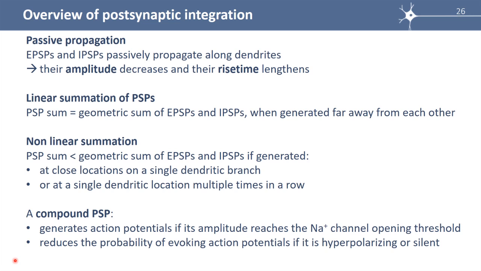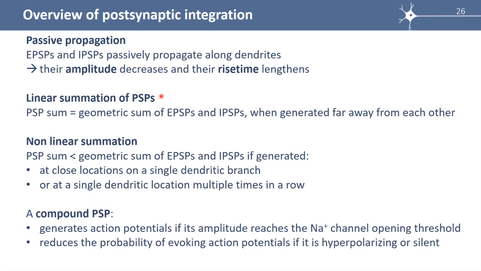Once they are initiated, EPSPs and IPSPs propagate upstream, but also downstream to the axon initial segment. They passively propagate along dendrites, and because they passively propagate, their amplitude decreases and their rise time lengthens, because some charges are lost during the propagation. They go out of the membrane.